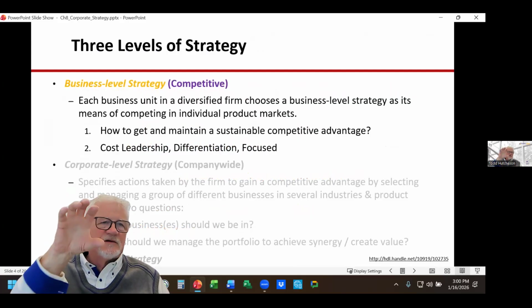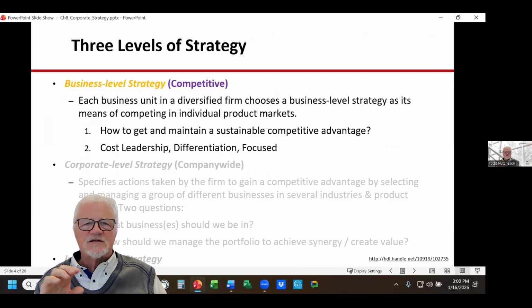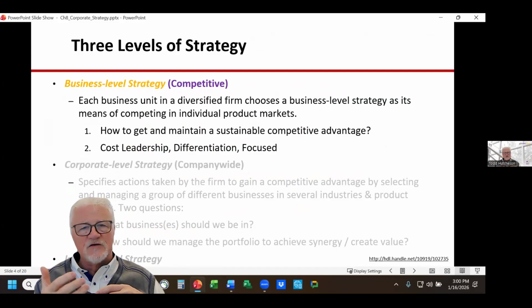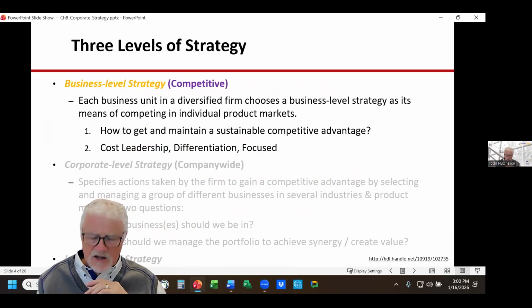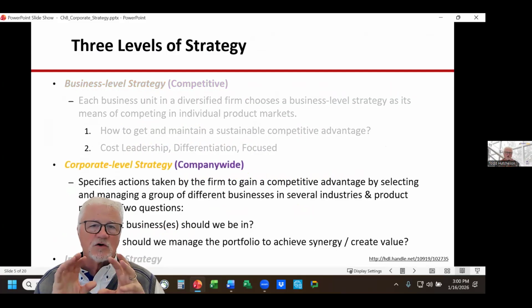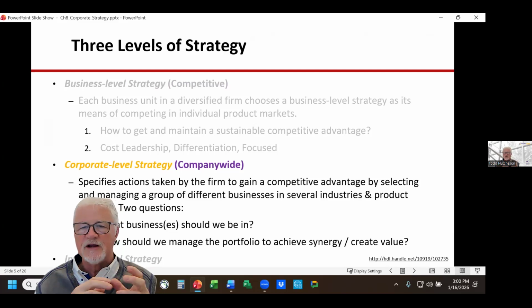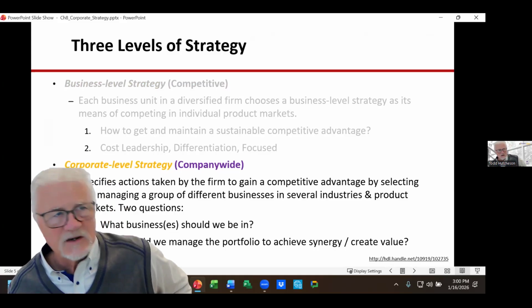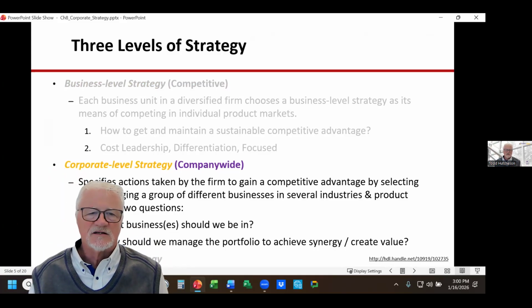Business level strategy, this is what we talked about last time. Each business unit in a diversified firm chooses its own business level strategy. So we talked about cost leadership, differentiation, and focused versus broad-based strategies. Today we're going to talk about corporate level strategies, so company-wide. What businesses should we be in? How should we manage that portfolio to create value, to achieve synergy within our businesses? How do we best maximize the value based on the businesses that we've selected as a company?